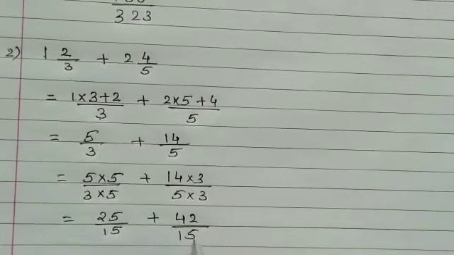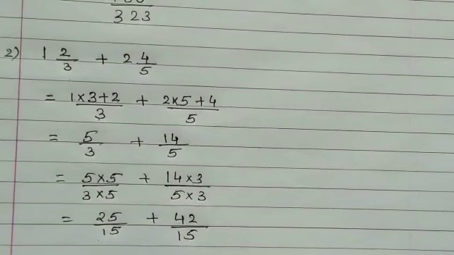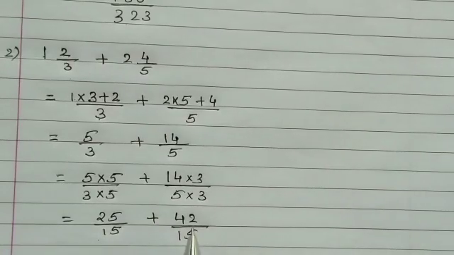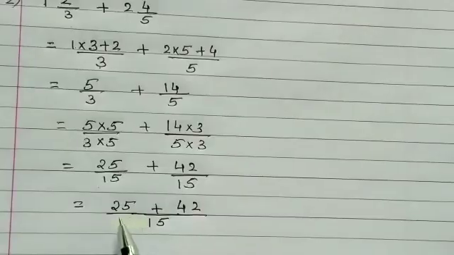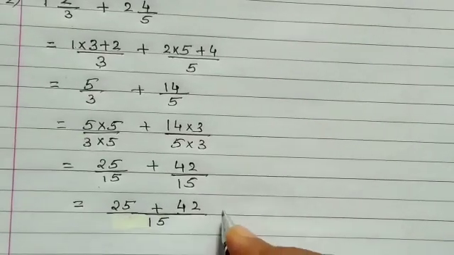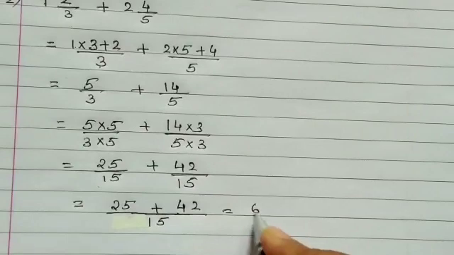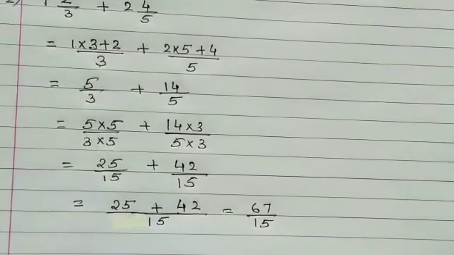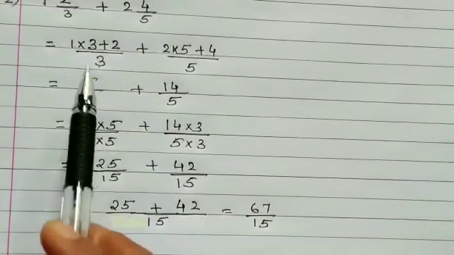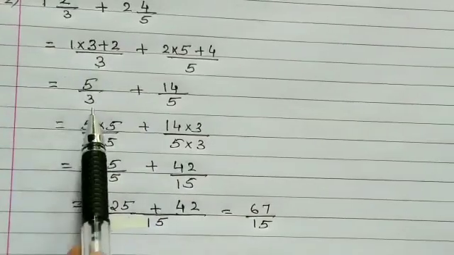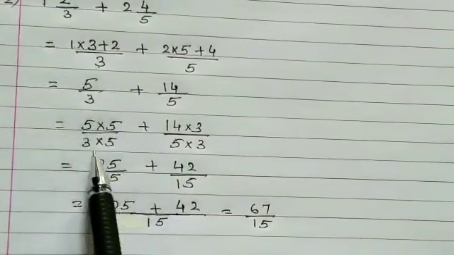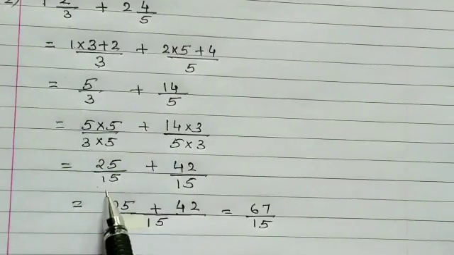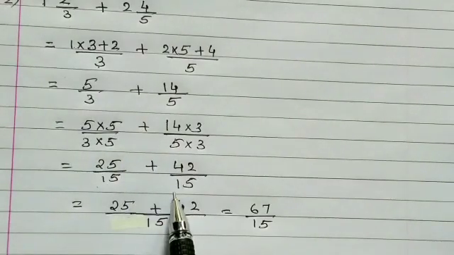Now the denominators are equal. Now what we have to do? We have to only add the numerators. So you get 25 plus 42 upon 15. That is equal to 67 upon 15. So if it is a mixed number, first you have to convert it into an improper fraction. Then if it has different denominators, you have to make the denominators equal and then do the addition.